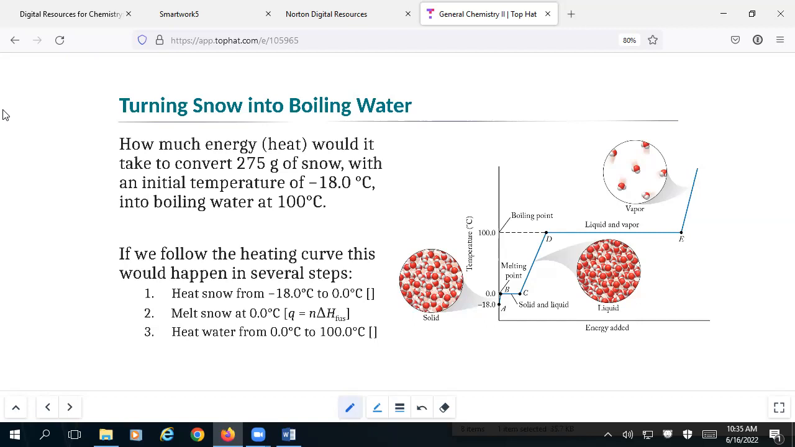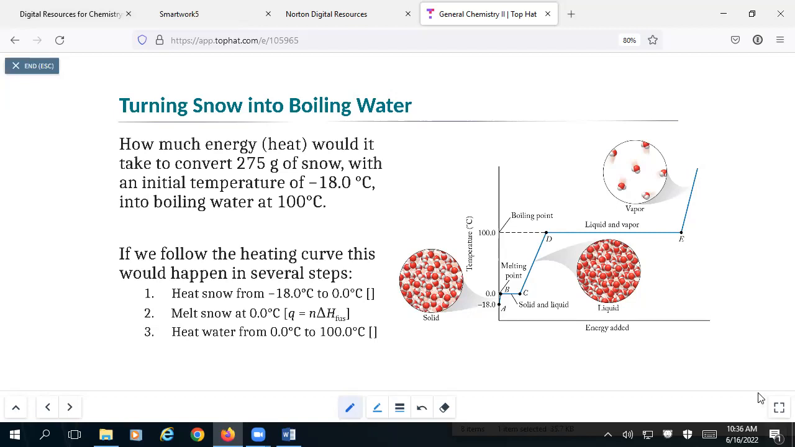So coming back to this heating curve idea, if we were looking at a question like this, how much energy would it take to convert 275 grams of snow to boiling water at 100 Celsius? We have to understand that this process would occur in 3 stages.